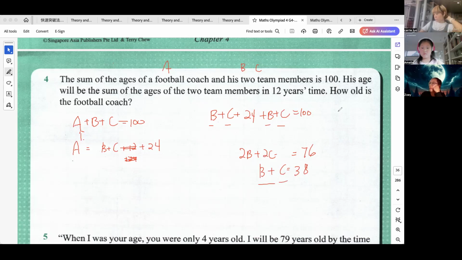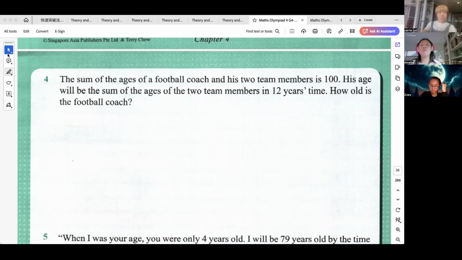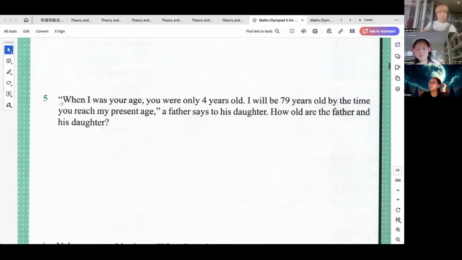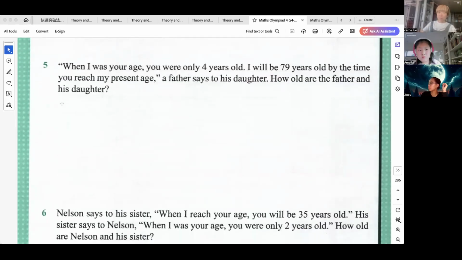Is the question asking you how old is B and how old is C? No, they want to know how old is A. So A equals what? Equals 38 plus 24. Or we can say A equals 100 minus 38. So the answer is 62. Zoe, did you get the same answer? Yes. Amelia? 62. Okay, so number 5, Zoe, your turn.